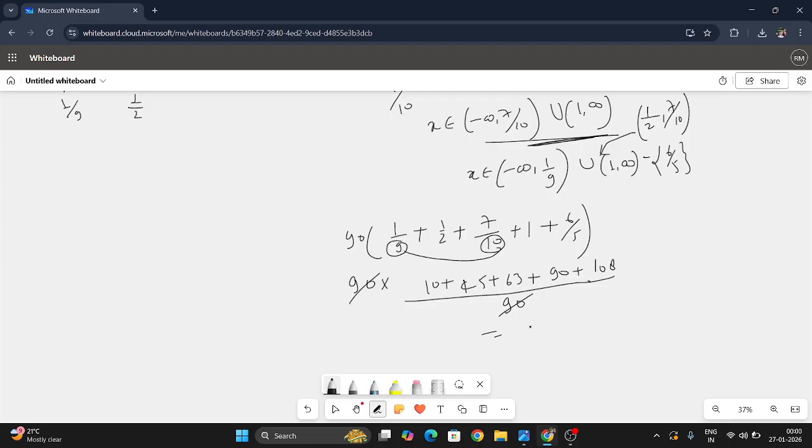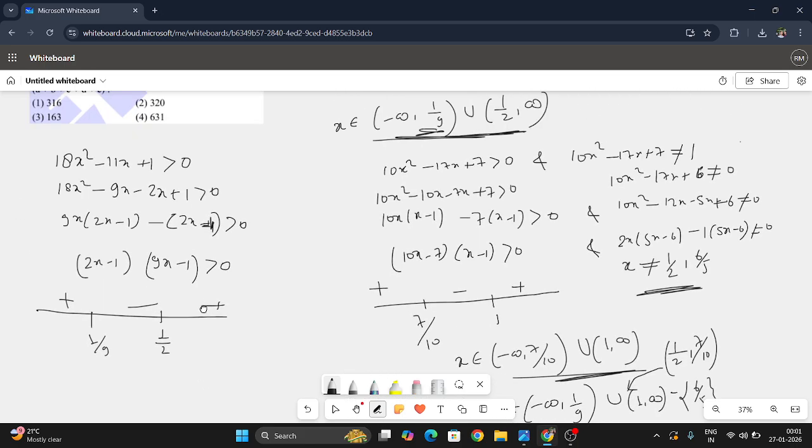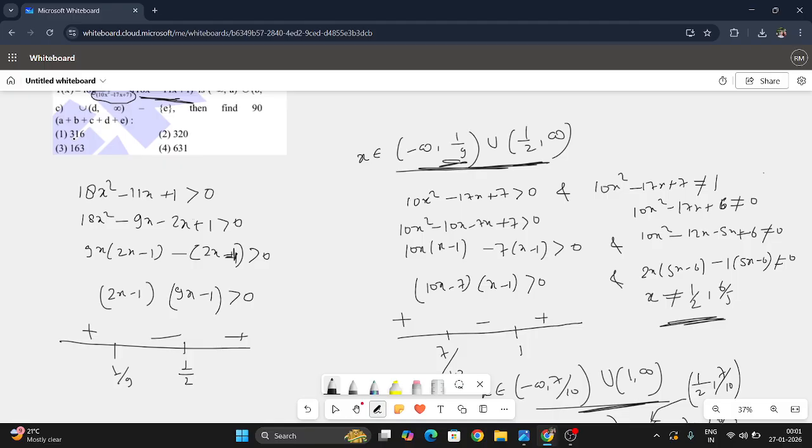So this is going to be 55 plus 63 plus 90 plus 108. Now if you add this, 5, 3, 8, 8 and 8, 6 and 5, 5 and 1, this is 3. So 316. Okay, so 316 is the answer of this question. The question was very easy, not so difficult. I don't say that this question was difficult, but yes, there was some calculation in this question and you had to do that calculation.